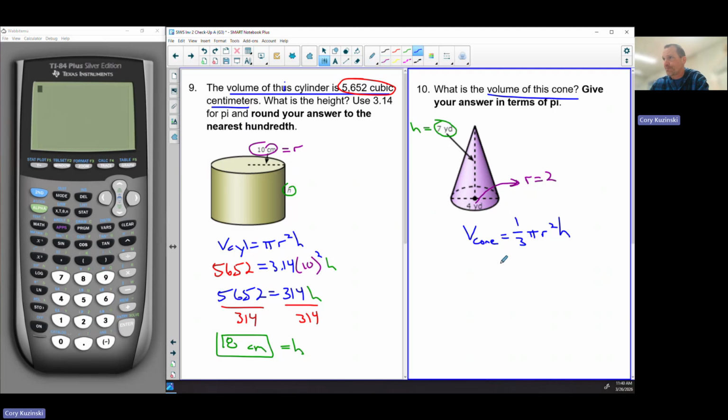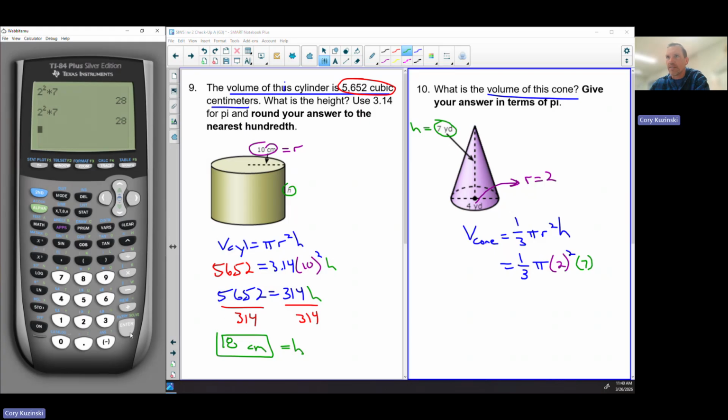We're going to go 1/3 pi times the radius, 2, squared, times the height, which is 7. And we're not going to use the pi button on our calculator. We're just going to find one. Let's do it like this. How about 2 squared times 7? We need 1/3 of that.